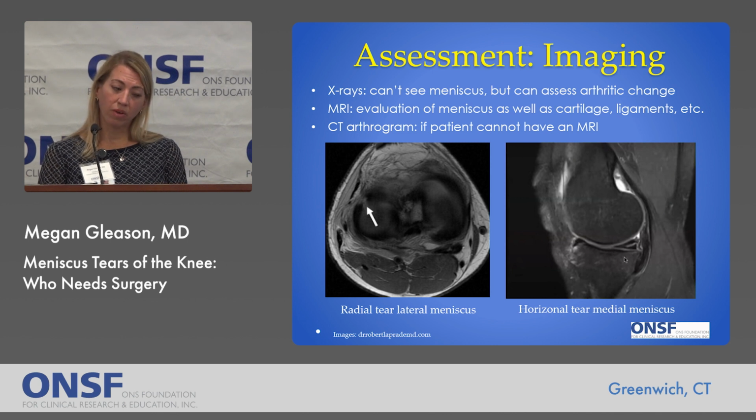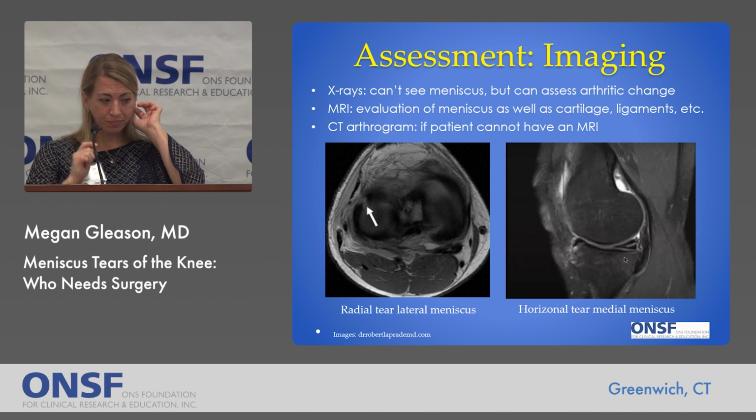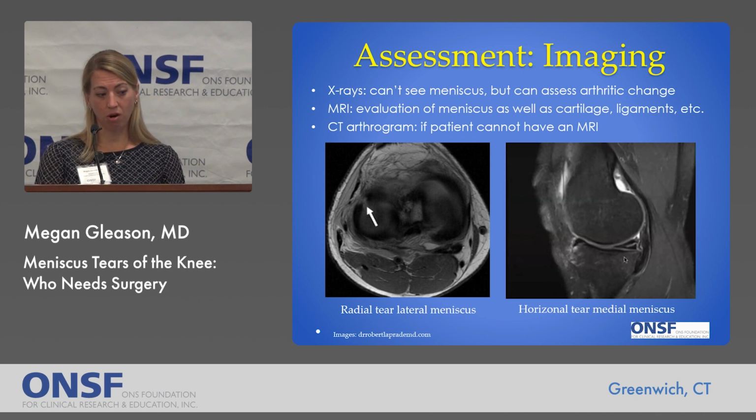But the next step and most valuable step is going to be an MRI, and that's where we're really going to see more detail about the meniscus. It also obviously shows us information about the cartilage, ligaments, other injuries that may be going on. A CT arthrogram is not commonly used, but it is an option if a patient can't have an MRI.